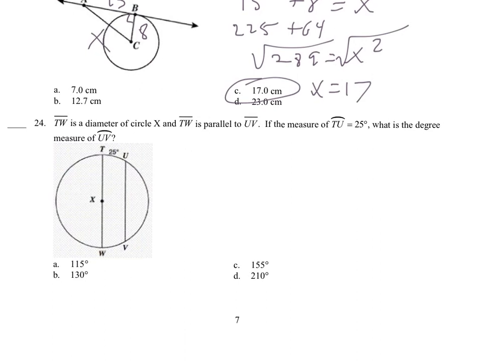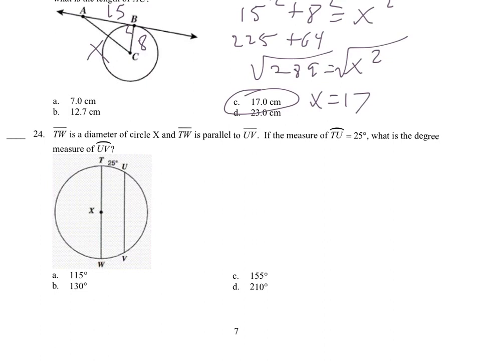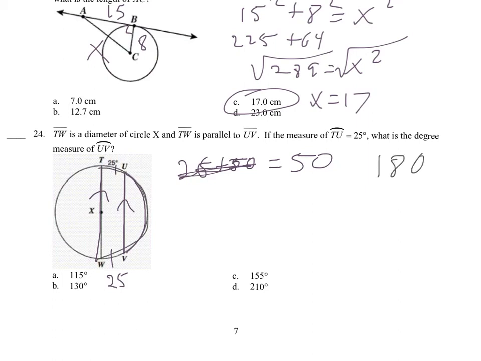Okay, TW is the diameter of circle X. That means it splits it into two half circles. And these two lines are parallel. Therefore, this arc should be the same as this, meaning it's also 25. We are to find the degree of UV, that arc. Well, if we have 25 plus 25, sorry, it's going to be 50. And if the whole half circle is 180, we take 180, subtract 50, and that will give us the arc that's left, which in this case is B.